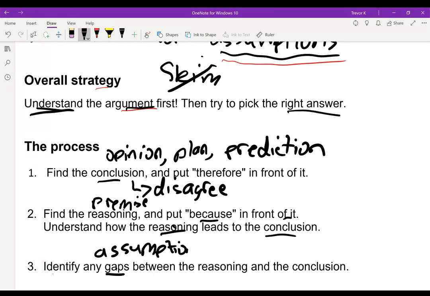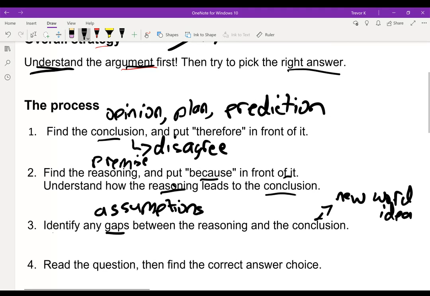If we can be very careful about the gap between the reasoning and the conclusion, maybe the conclusion introduces a new word or a new idea, if we're really careful about that, well, then we're all set. We found the assumption. And then all we have to do is find the correct answer choice that basically points out the gap. So that is the process in a nutshell, as it specifically relates to assumptions.